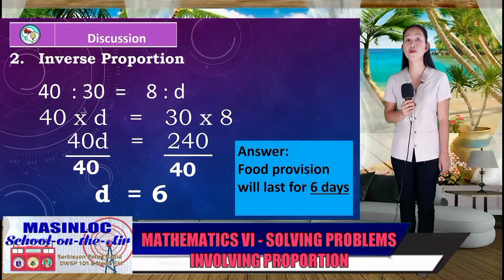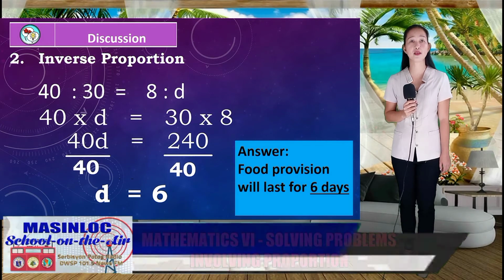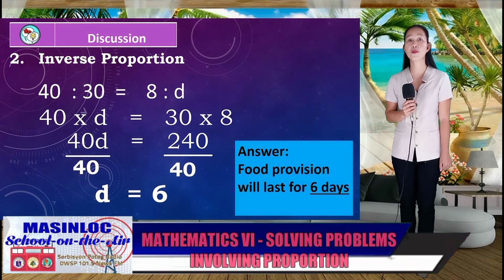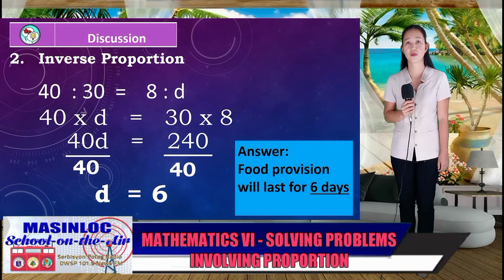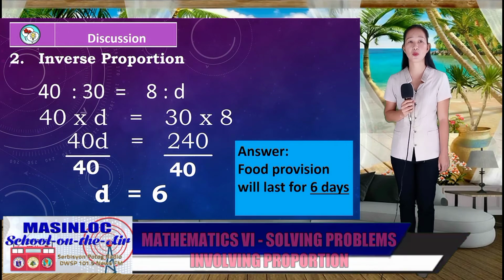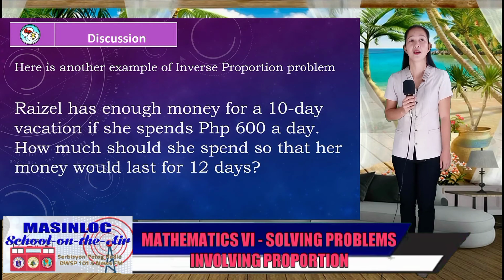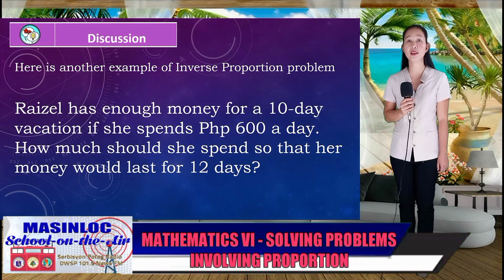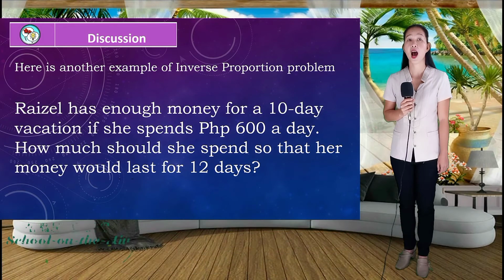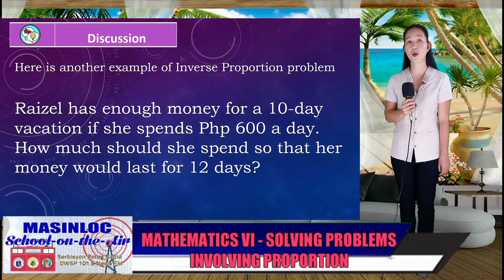Notice that when the number of scouts increases from 30 to 40, the number of days the food will last decreases from 8 days to 6 days. This is because the amount of food provisions did not increase. Here is another example of an inverse proportion problem. Rachel has enough money for a 10-day vacation if she spends 600 pesos a day. How much should she spend so that her money would last for 12 days?